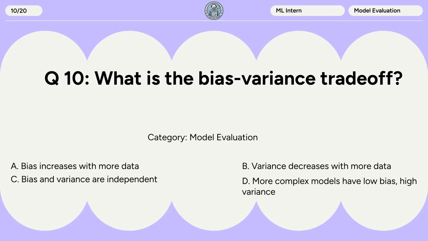Question 10. What is the bias-variance trade-off? A. Bias increases with more data. B. Variance decreases with more data. C. Bias and variance are independent. D. More complex models have low bias, high variance.